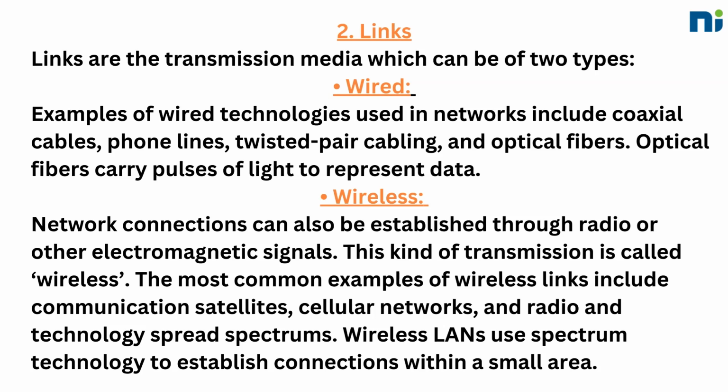Wireless. Network connections can also be established through radio or other electromagnetic signals. This kind of transmission is called wireless. The most common examples of wireless links include communication satellites, cellular networks, and radio and technology spread spectrums. Wireless LANs use spread spectrum technology to establish connections within a small area.